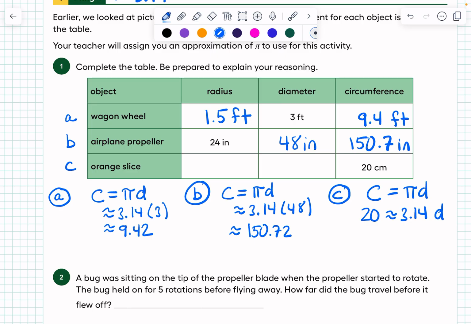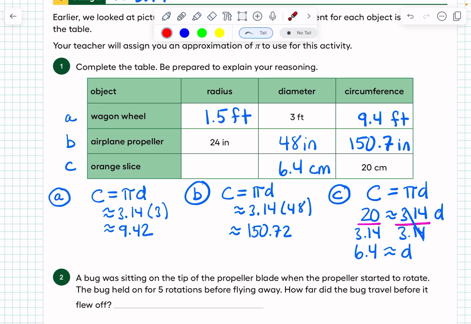So this is like a one-step equation. To get d all by itself, it's important to divide both sides by 3.14, because the opposite of multiplying by 3.14 is to divide it out. This ends up canceling out, giving us 1. That's how we get the diameter all by itself. And then when you do 20 divided by 3.14, you get 6.4 approximately. So the diameter would be 6.4 centimeters.